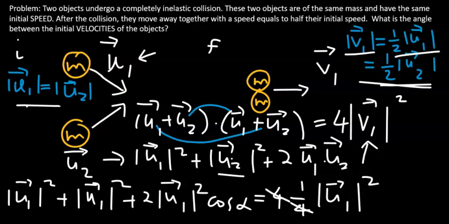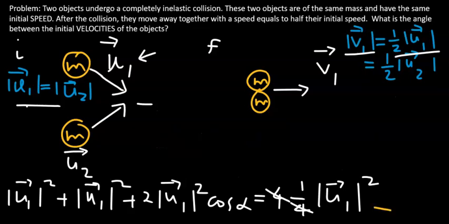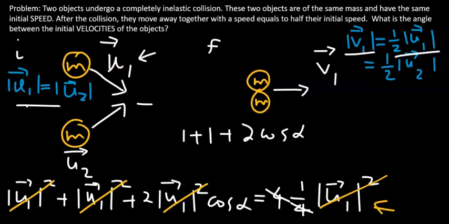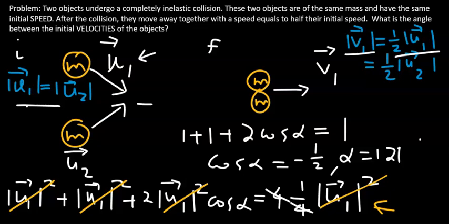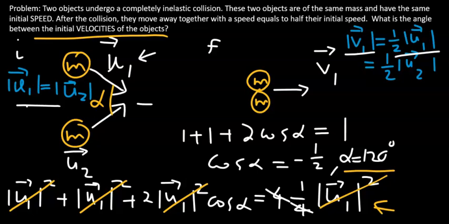So the 4's will cancel. You see all the terms contain the magnitude of u1 squared, so that can be divided out. So you get 1 plus 1 plus 2 cosine alpha equals 1. And you can solve for cosine alpha as minus half. That means alpha is 120 degrees. Meaning in our diagram here, that is that angle, and that is 120 degrees, the angle between the initial velocities of the objects.